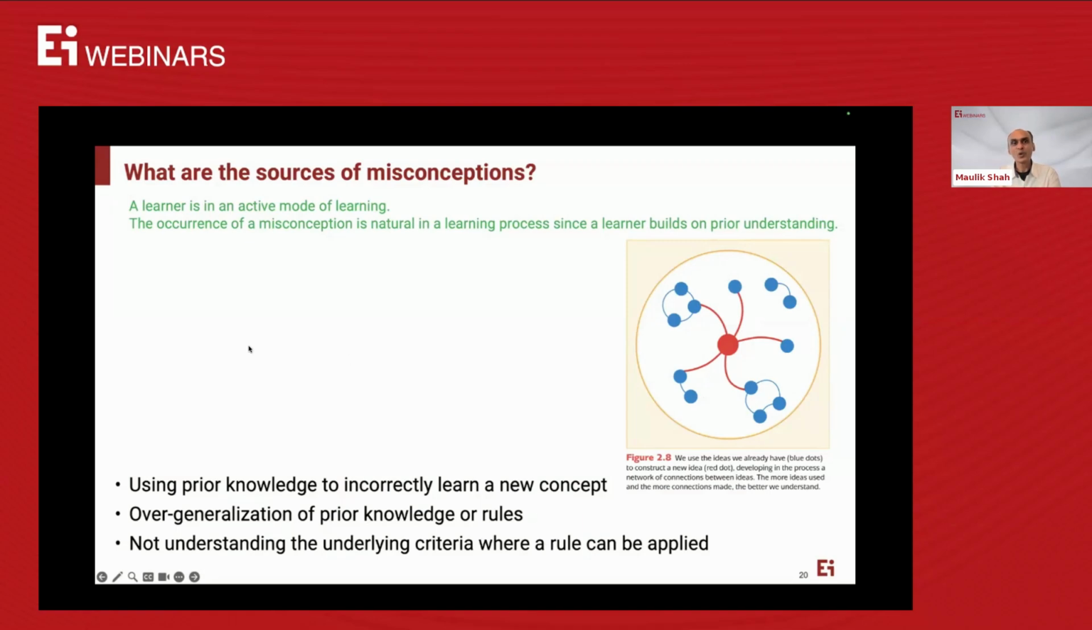So just to summarize, when students are learning, they are learning based on their prior knowledge. Every learner brings different prior knowledge. And it's natural that in acquiring a new concept, some of the students will have these misconceptions. Hence, it is of great importance for us to uncover them, to know about them. Often these will manifest from primarily three areas. One is they will use prior knowledge incorrectly to learn a new concept. Sometimes they overgeneralize the prior knowledge or rules. Sometimes they apply the rules where they shouldn't have, because they don't know where these rules work, why they work.